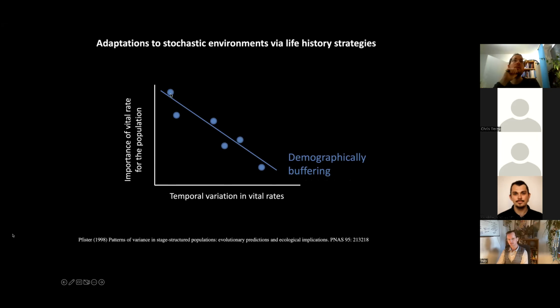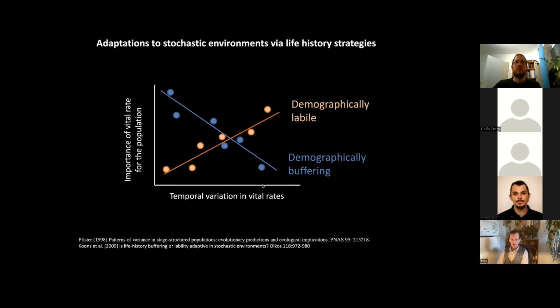So this vital rate here for any one population would be highly sensitive of population growth rates and constrained in time. And this vital rate here will have a sensitivity to population growth rate relatively low, and therefore become a bit more invisible, shall we say, to population growth rate. But at the same time, we know that there's many other species, zooplankton, for instance, that show the opposite trend. And this is a term that Dave Koons has coined as demographically labile.